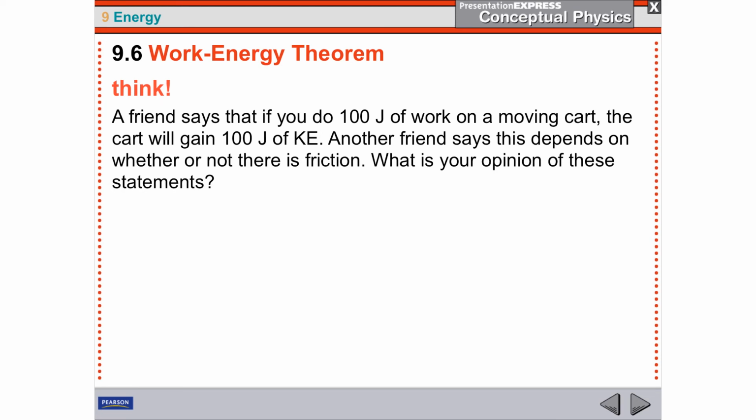So if I push with 100 joules of work, does that mean that I'm going to get 100 joules of energy out of it? Remember that if I push a box along the floor and I'm exerting a force, I might have an opposing force called friction that is wasting some of my energy. Some of my energy is wasted in warming the floor and not put into moving the box. So the answer would be, if you had friction, you'll probably have less than 100 joules of work actually converted into changing the kinetic energy of the cart.